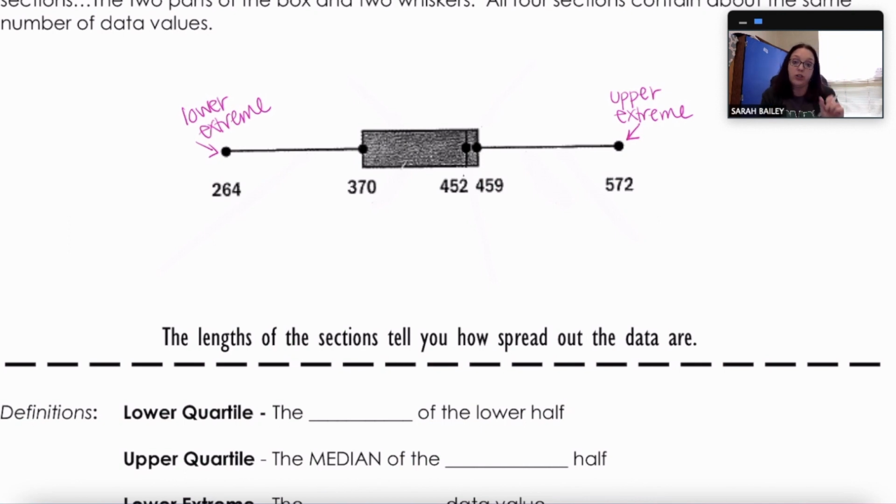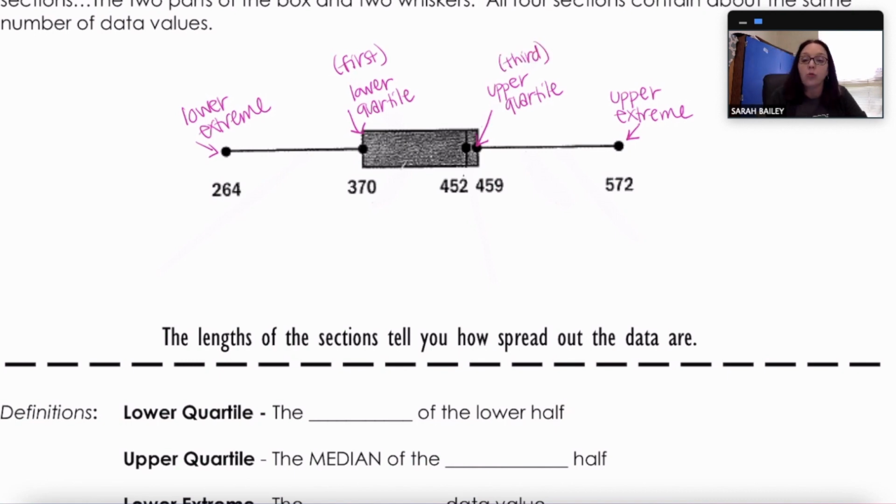Those make up the whiskers. Then you've got the box portion, and there are 3 points in that box portion. This point right here is going to be called the lower quartile, and I'll explain what that means in a minute. In this case, that's the 370. Sometimes we refer to it as the first quartile, so you could see it referred to as the first quartile or the lower quartile. That 459 is the other end of the box section, right here. This would be called the upper quartile.